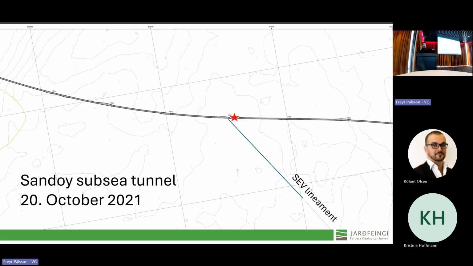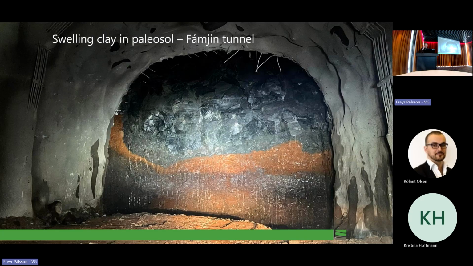But sometimes you will expect some latency, so you might go through an area you don't think is problematic because it's stable right now, and you encounter something else and then it collapses, and then you go back and say, well, maybe this will also collapse in time. Anyway, so to more severe cases, we have swelling clays in valley soils.